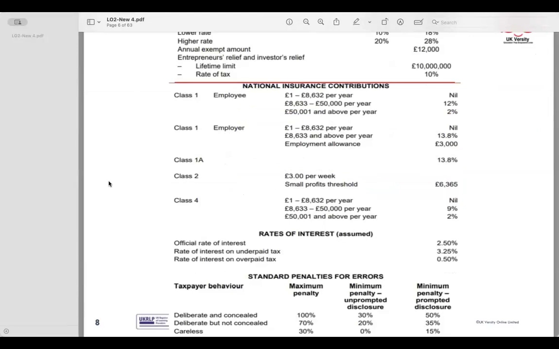National insurance contributions. National insurance contributions are payments made by employees and employers to fund state benefits. Basically, we discussed all of these yesterday as well, so it's the same.